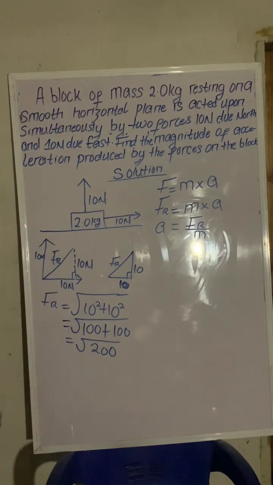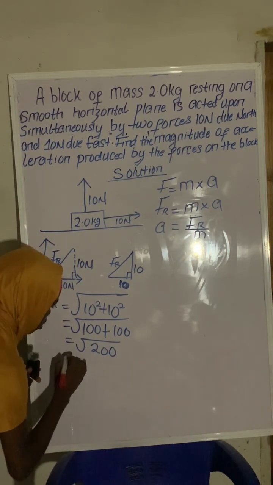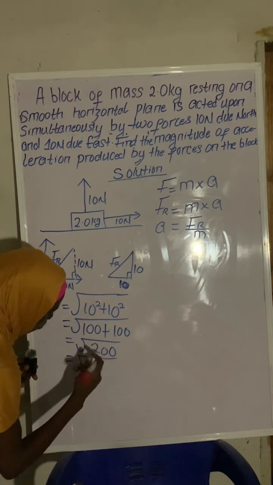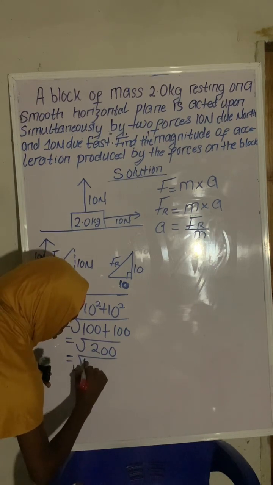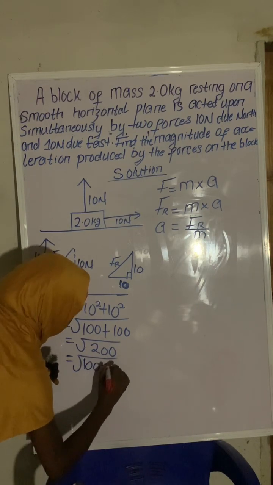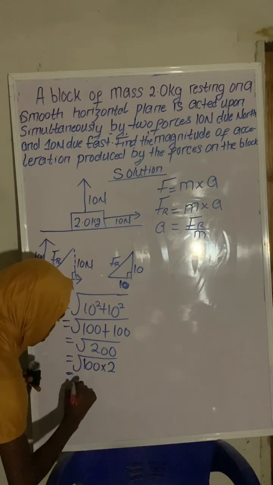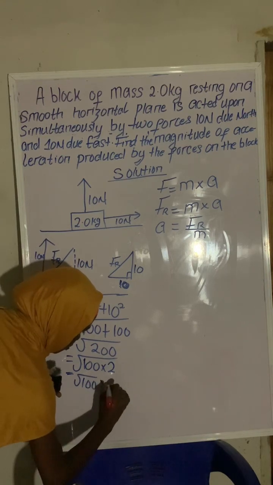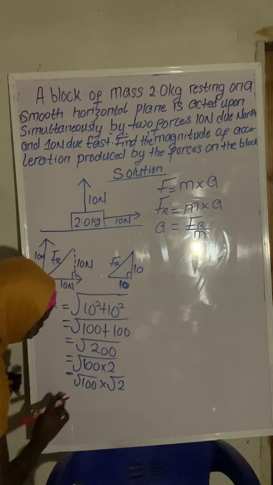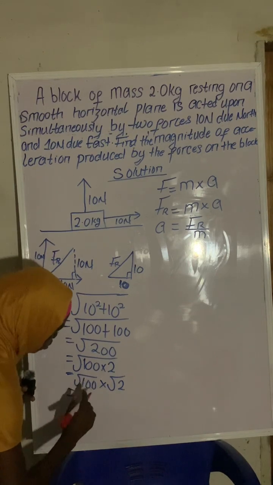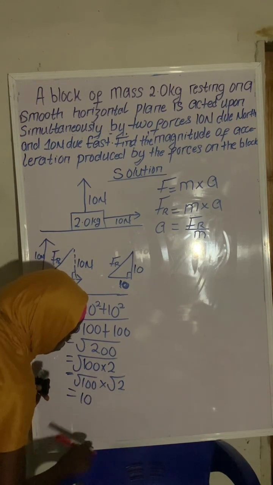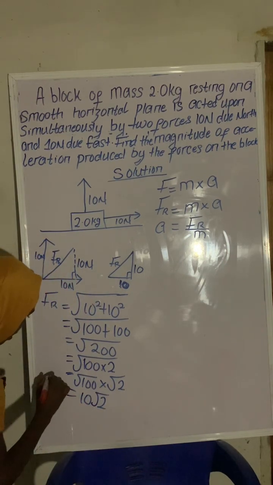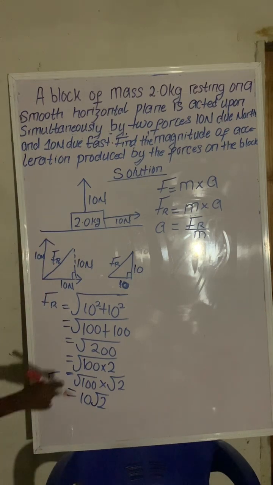And we know 200 is not a perfect square, so we are going to turn it into a surd. What is the perfect square in this number? It is going to be 100. So that's 100 times what will give us 200? 2. Then we can bring it out since it's multiplication. If it were addition, we could not bring it out, but since it's multiplication, we can. Both of them are going to have a square root. The square root of 100 is 10, and the square root of 2 is still the square root of 2. That's going to be 10 square root of 2. So our resultant force is 10 square root of 2.